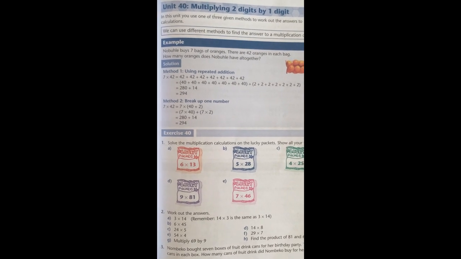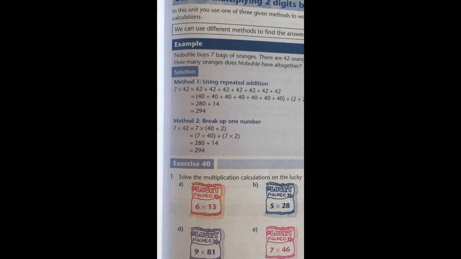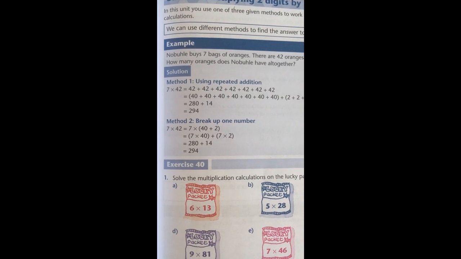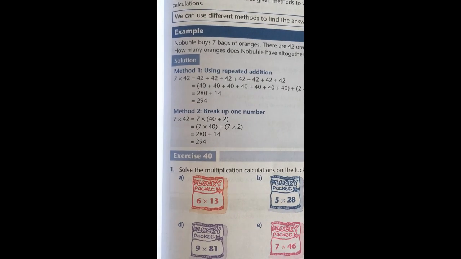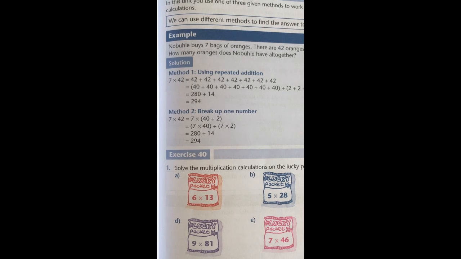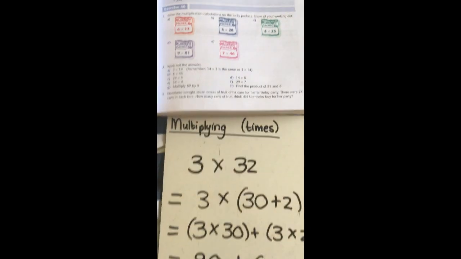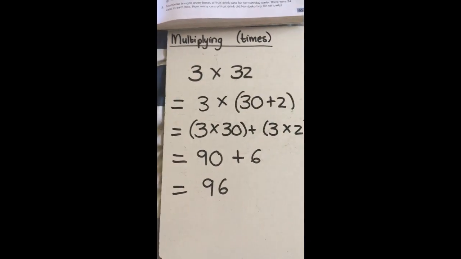Today's lesson is on page 65 of your textbook, and if you look at the examples they give us, there are two methods. We will not be using method 1, which is repeated addition. We'll only be using method 2, the breakup method. You can have a look at the example of the breakup method in your textbook, but I'll be doing some examples of my own. So here we have 3 times 32.